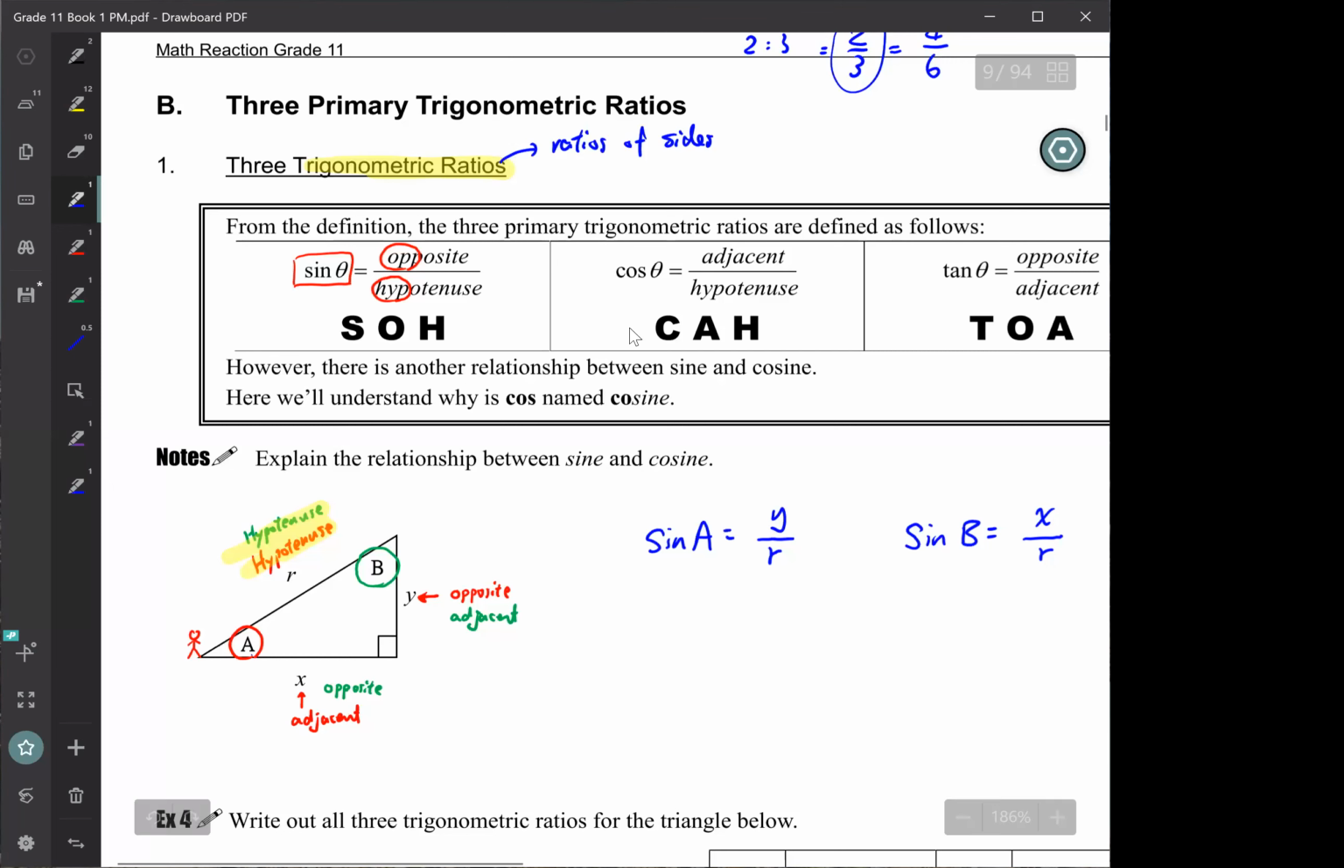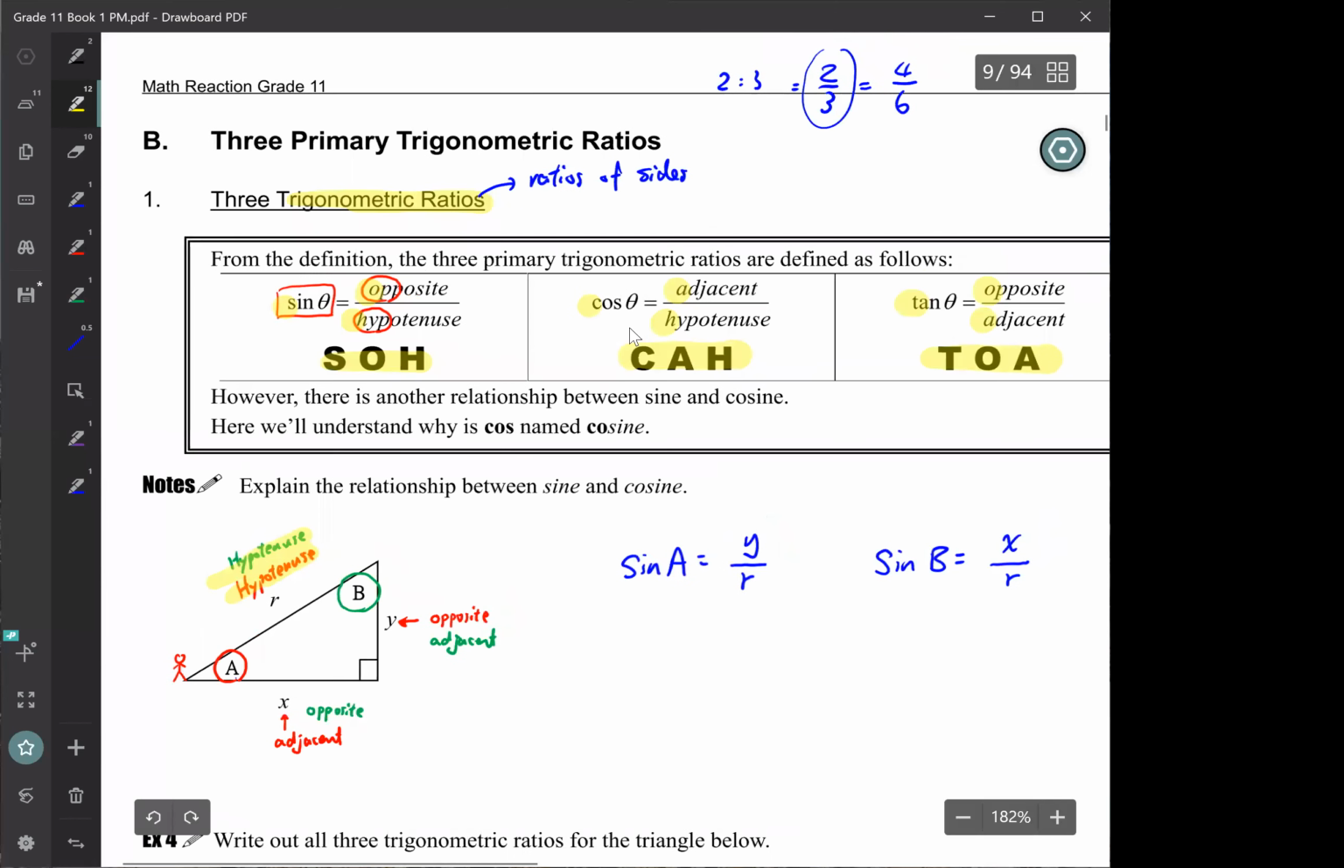Okay, now the way to remember it is to use SOHCAHTOA, the first letter of each one. Sine is S, opposite is O, hypotenuse is H, so that's the SOH. Similarly, cosine is C, adjacent over hypotenuse. Tangent is opposite over adjacent, so TOA. TOA, CAH.